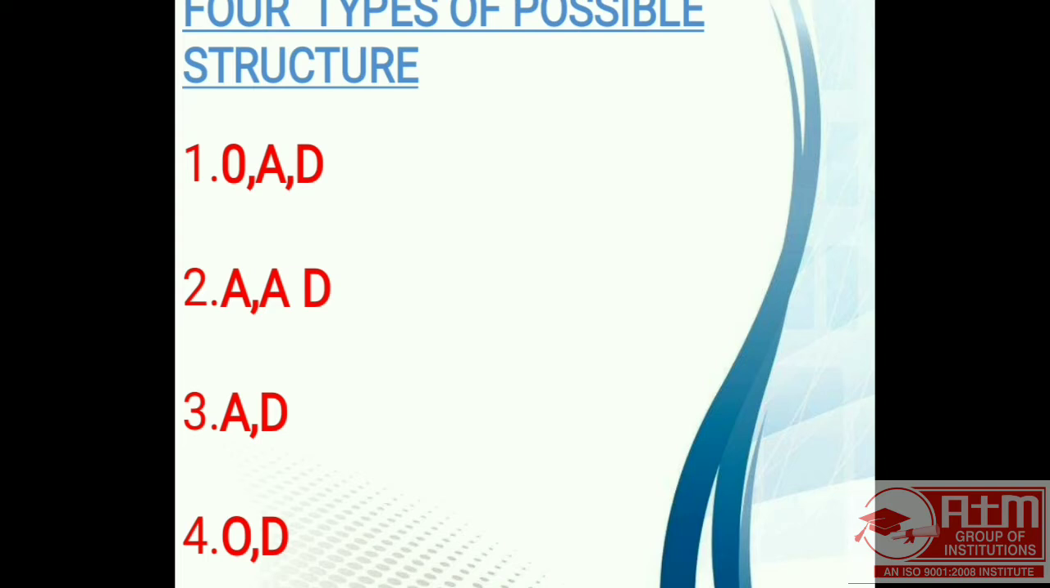What is OAD? O stands for observation, A stands for argument and D stands for demand. One type of essay you will get is called observation, argument and demand. The second type of essay is argument and argument and demand. The third type is argument and demand, and the fourth type is observation and demand. Okay, let me teach you all of this in detail.